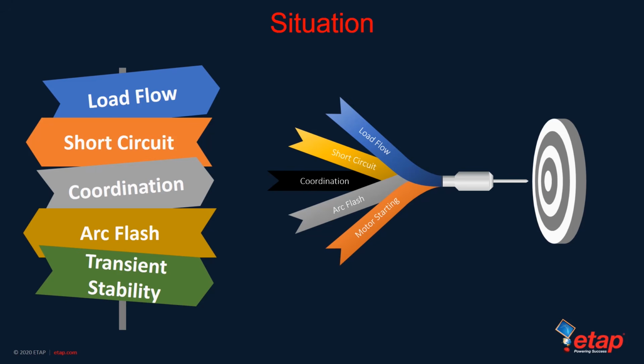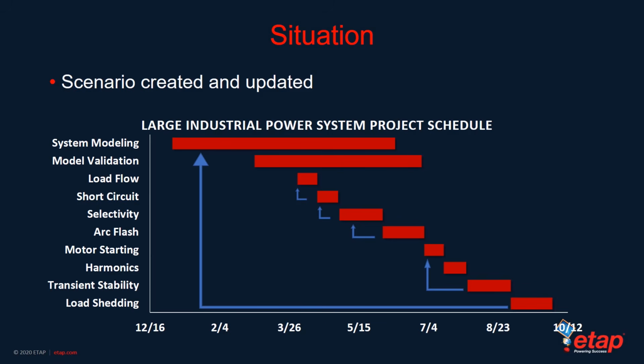One example of what I'm discussing is impedance. Impedance and load flow and short circuit have two different effects. Taking a conservative adjustment in load flow requires increasing the impedance, while the opposite is true for short circuit. And as these scenarios are created and updated, it causes project delays by sending information back and forth after the person has done their job.